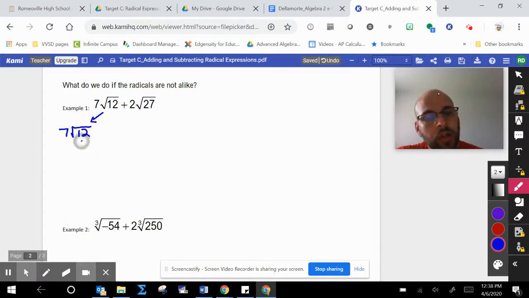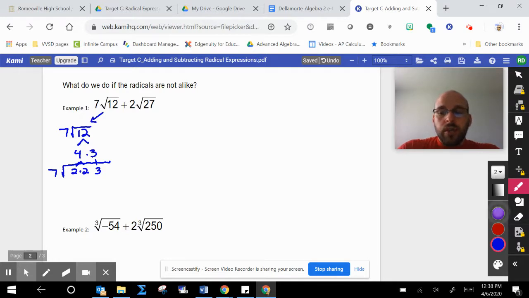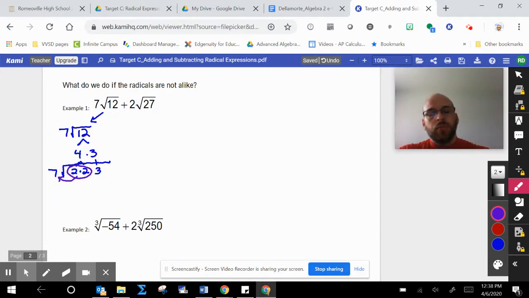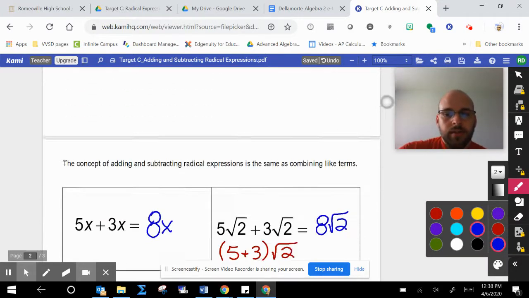All right. So what I want to do is break this first radical down. 12 is just 4 times 3, and 4 is 2 times 2. I'm using that concept of prime factorization. So right now I have 7 times the radical of 2 times 2 times 3. Now, if you watched the previous video, you know that if I have a group of 2's, I can pull that out of a square root, and anything that comes out of the root will just get multiplied into the front.